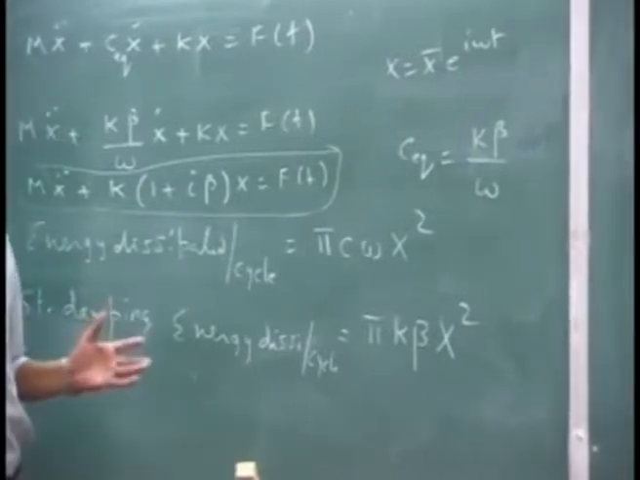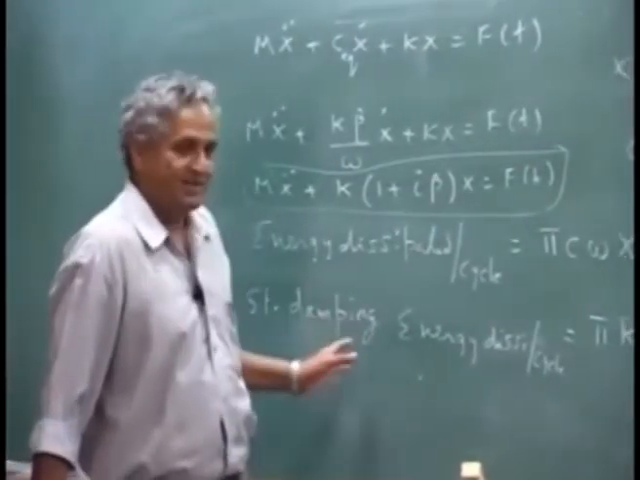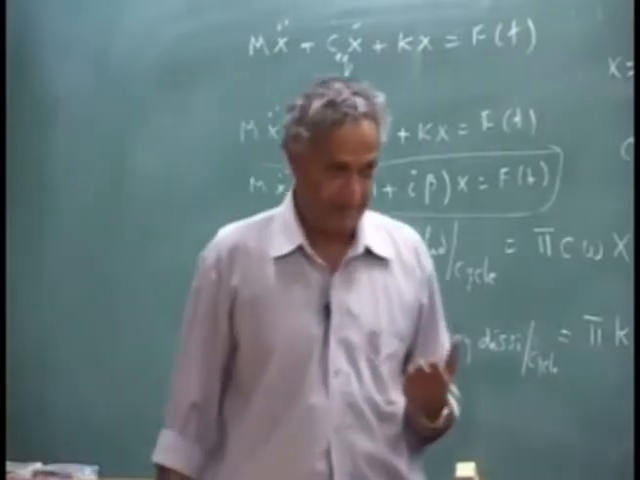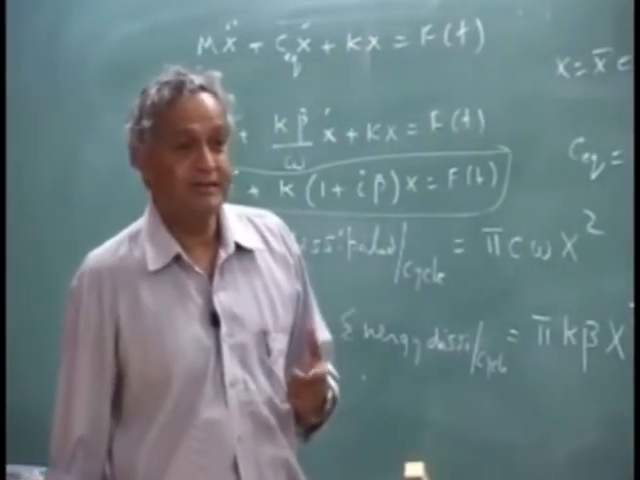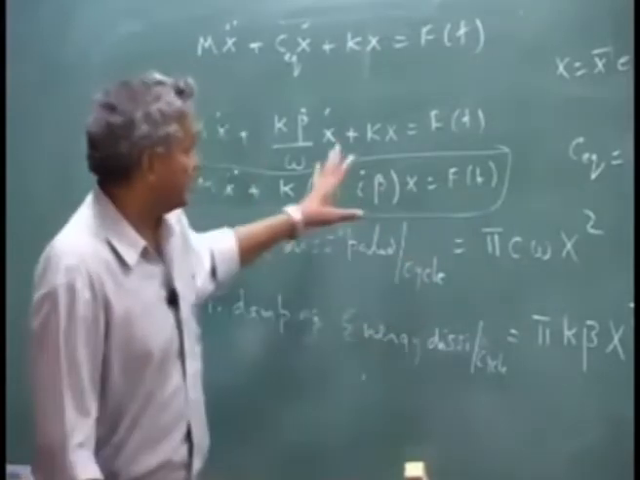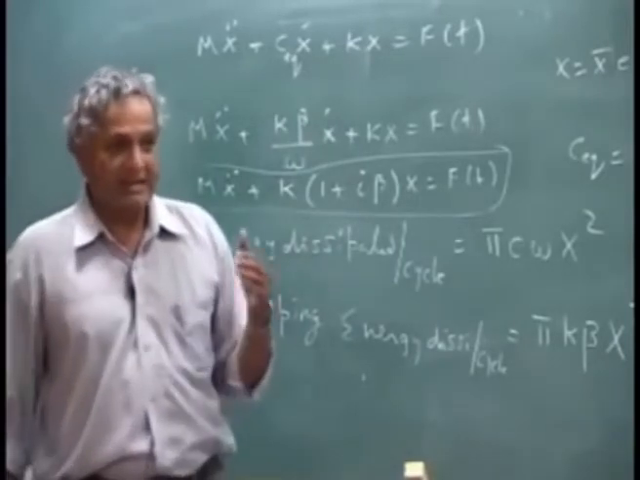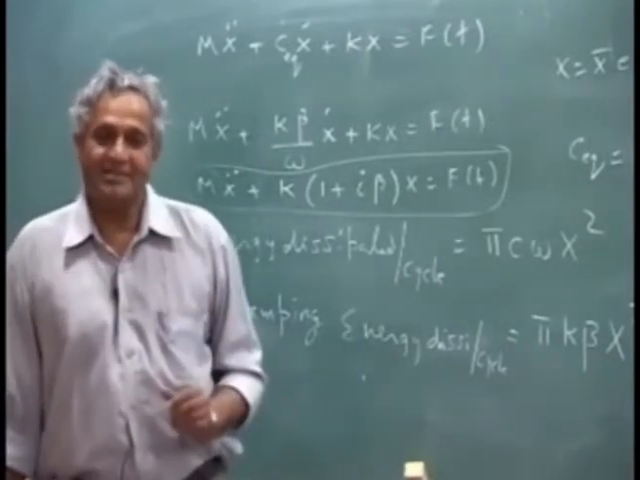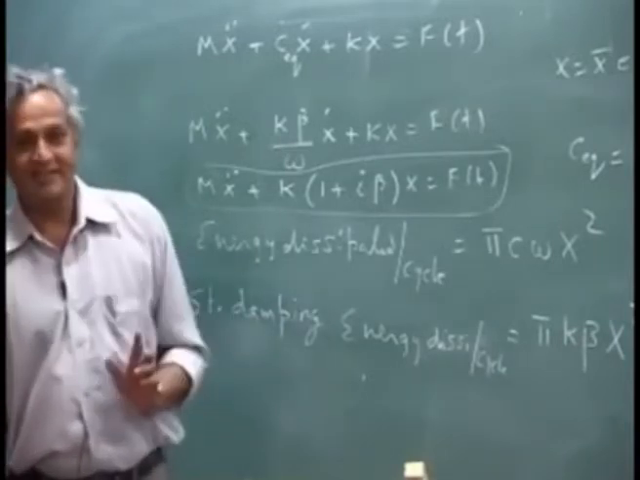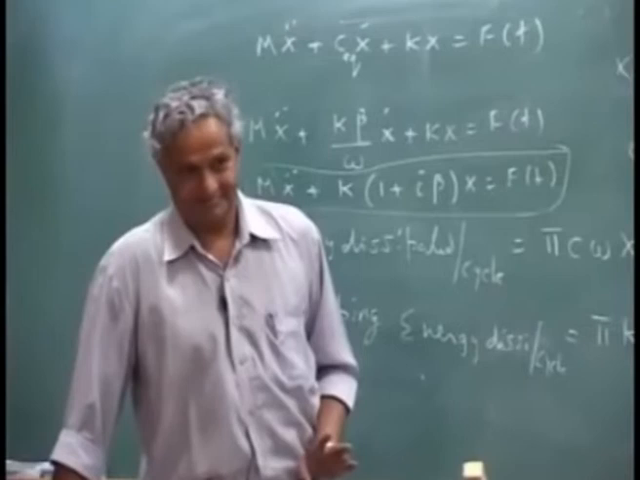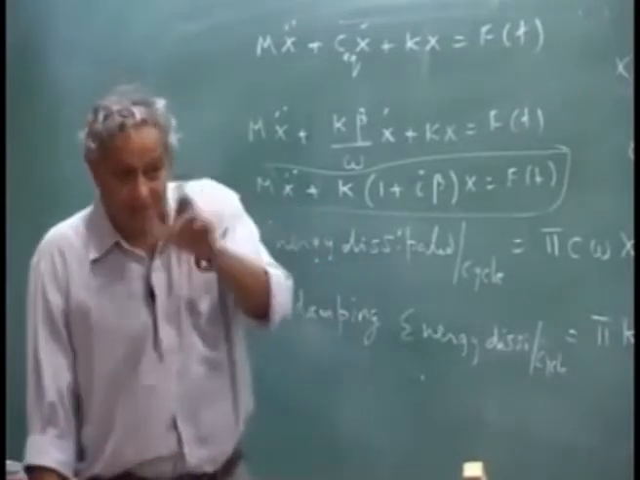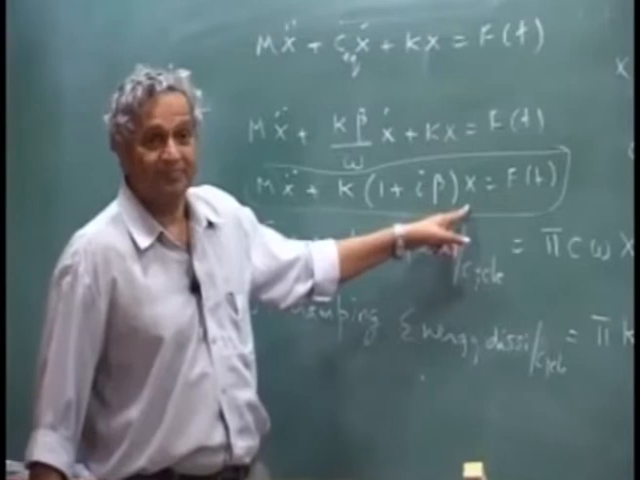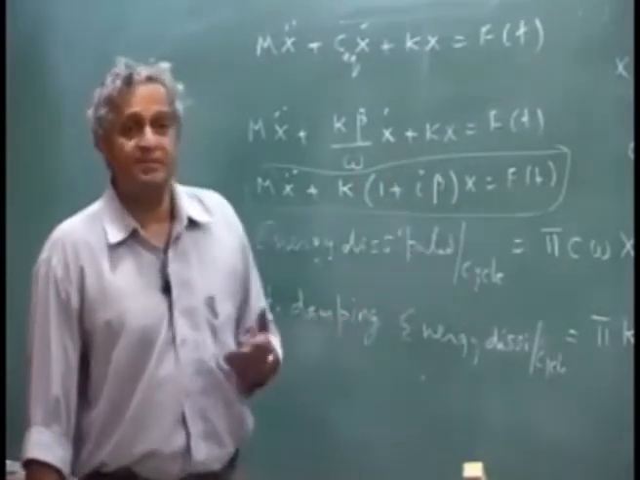So what it means is, in this particular case, what they will say is the damping force is proportional to displacement. It is not c x dot; when you write c x dot for a viscous damper, the damping force is proportional to velocity. Whereas if you talk structural damping, they will say the damping force is proportional to displacement, but it is 90 degrees out of phase to displacement. That is why the i comes here, but it is proportional to displacement. And this term is called the complex stiffness term.